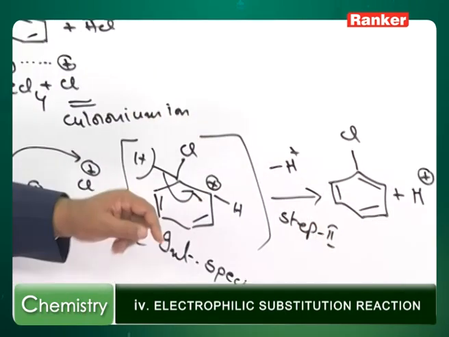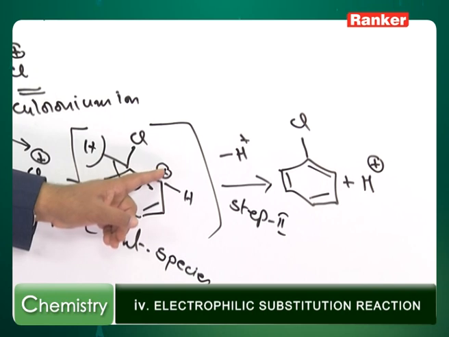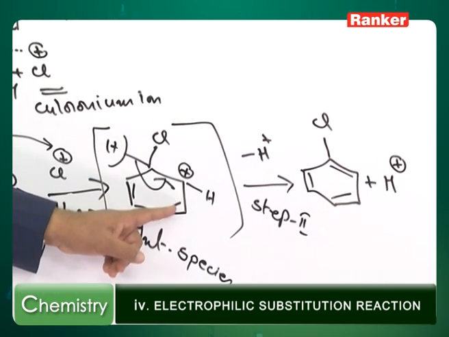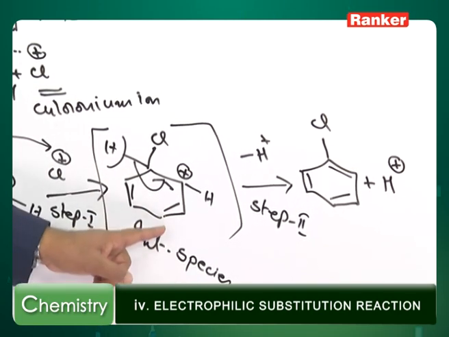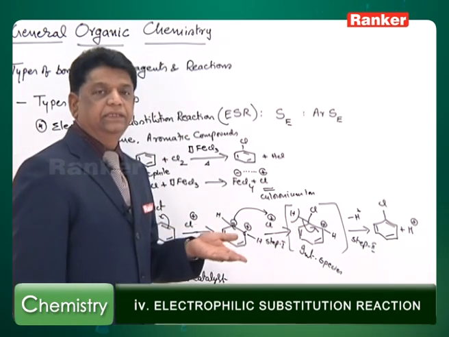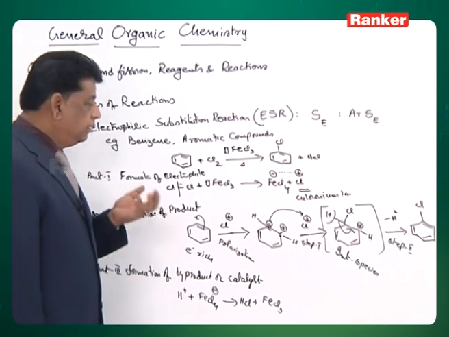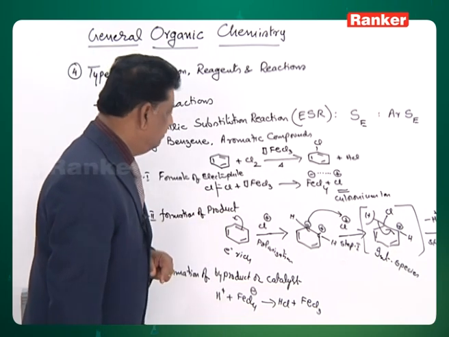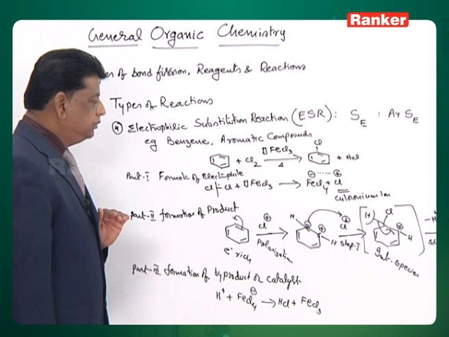Similarly for the directing groups also: if the donating group is at ortho or para, then the carbocation formed will be stabilized. The double bond will shift there, and the positive charge may come here. Therefore, if an electron donating group is at para or ortho, the reaction takes place. That means with reference to the electron donating group, substitution at ortho and para is also justified the other way. So this is the mechanism of electrophilic substitution.